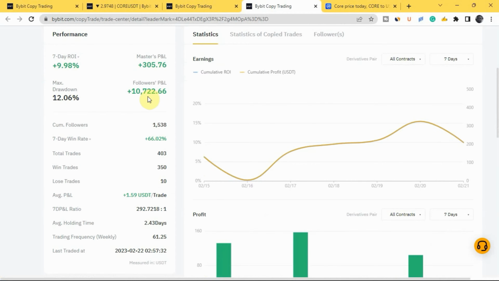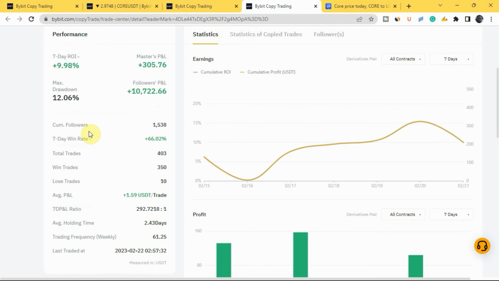And we scroll down here to where you have performance. So the performance of this trader. In the last 7 days, you can see that this trader has made 9.98%. And right here, you're going to see the person's PNL, that is the person's profit or loss. So this person has made $305. And you see the maximum drawdown, that is the maximum loss, which is 12%. And you see the person's followers PNL, that is the people following this trader have made $10,700 right here. So that's the meaning of all the details you can see right here.